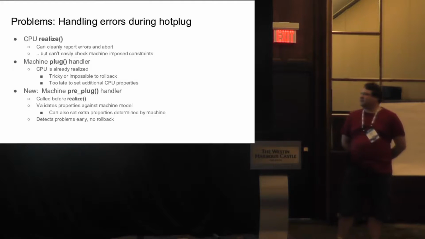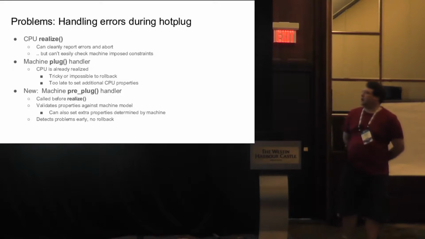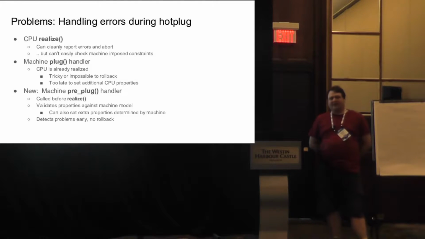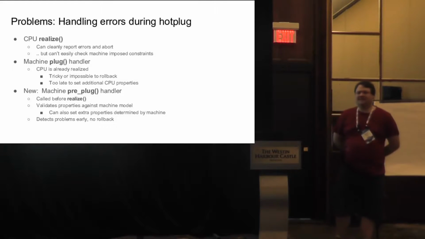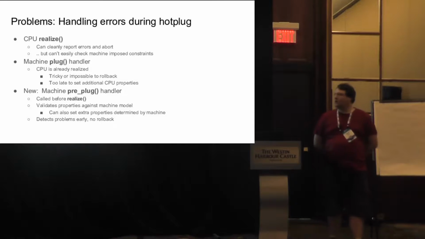Now, one place that things get checked is in CPU realize, and that already uses the QEMU error infrastructure to report errors cleanly, but it's specific only to the CPU and doesn't know about the machine type, so it can't really check constraints that are imposed by the machine type. The machine has a plug handler where we can check machine type things, but by the time that's called, the CPU object already exists and it's kind of too late to roll it back if something's wrong. So that's pretty awkward. So this is another suggestion from Igor.